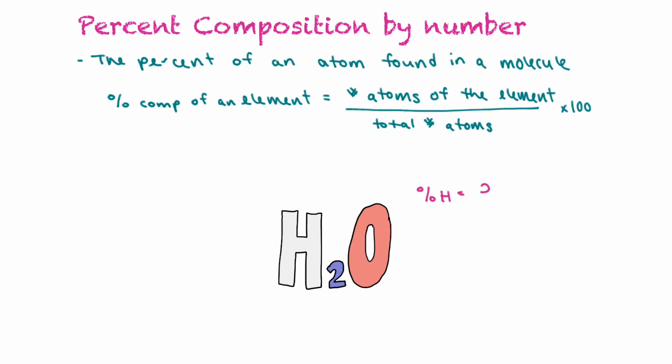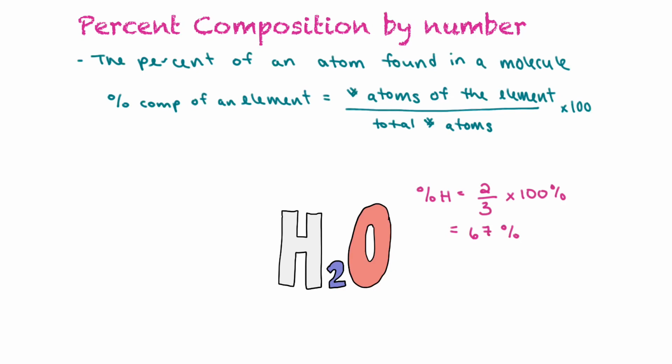So if we take the example of water, our percent composition of, say, hydrogen is equal to 2 hydrogen atoms over 3 total atoms, because there's 2 hydrogens plus 1 oxygen, times 100, and that's equal to 67 rounded off percent.